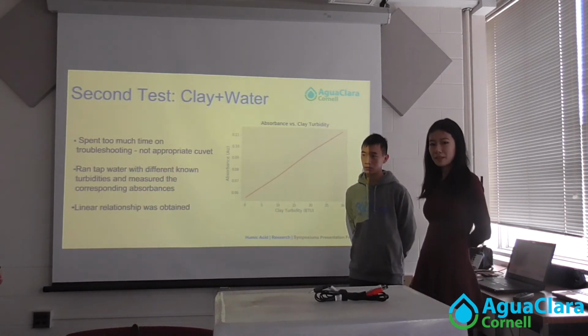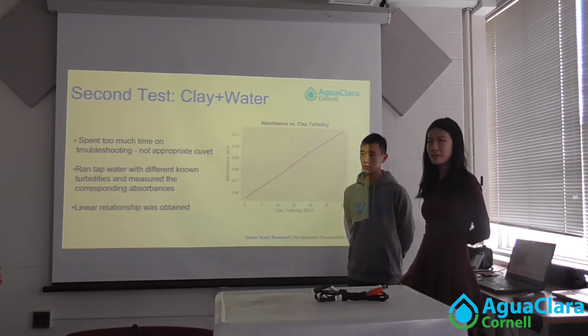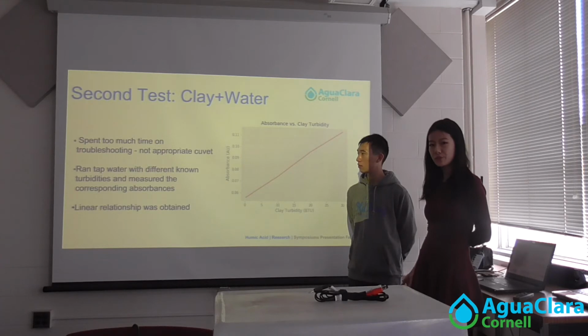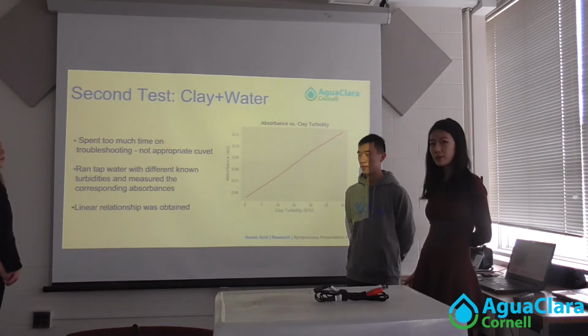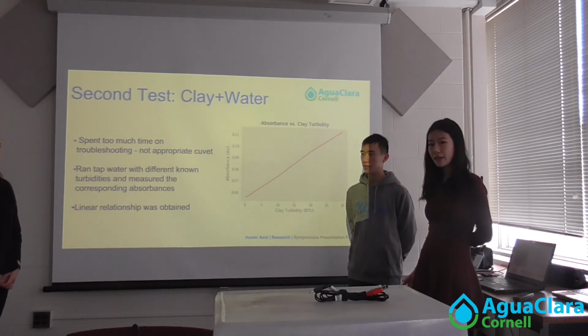So like Matt said, we did face some problems with the spectrophotometer, and we spent a lot of time troubleshooting. The problem we found in the end was that we hadn't actually used the right size of cuvette, which is the small bottle in the spectrophotometer. After we changed that, the problem got solved, and we got reasonable numbers for the absorbances. So then we started our second test for the clay and water.